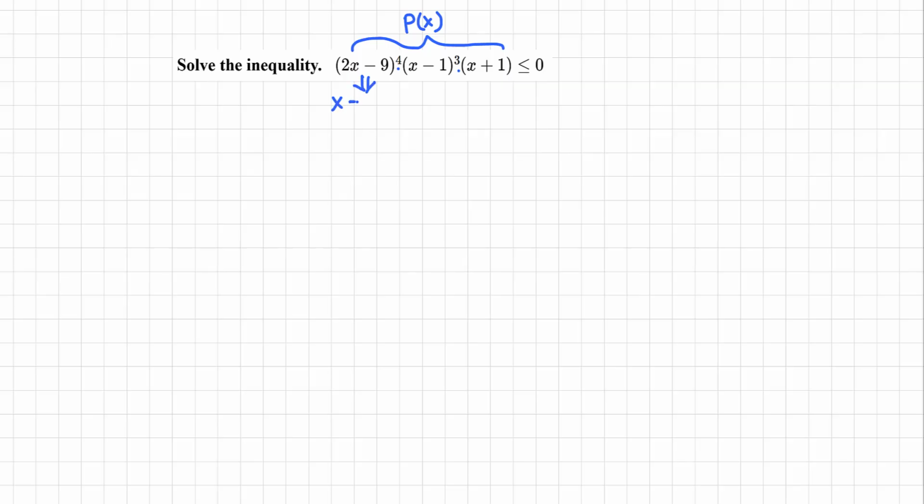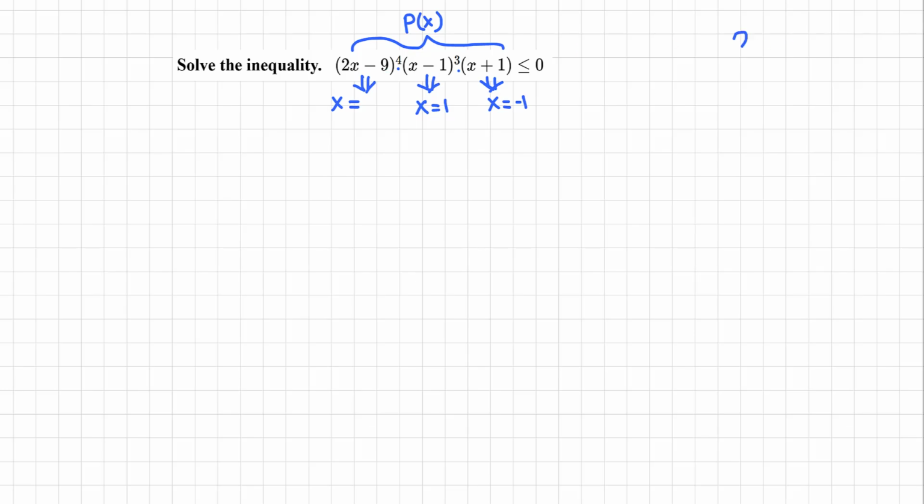For what value of x? In the same way, x minus 1 cubed, the power doesn't matter when we find 0. So x minus 1 is 0 when x equals 1. And x plus 1 is 0 when x equals negative 1. Negative 1 plus 1 is 0. So this one makes 0. This one also makes 0.